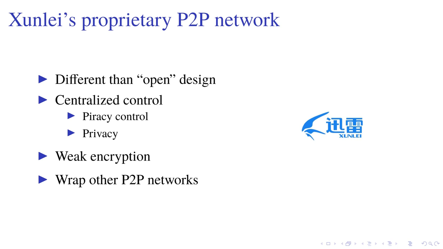People also find that Xunlei's network is trying to encapsulate other open peer-to-peer networks, which becomes an ethical question because Xunlei can benefit from just proxying the other networks.